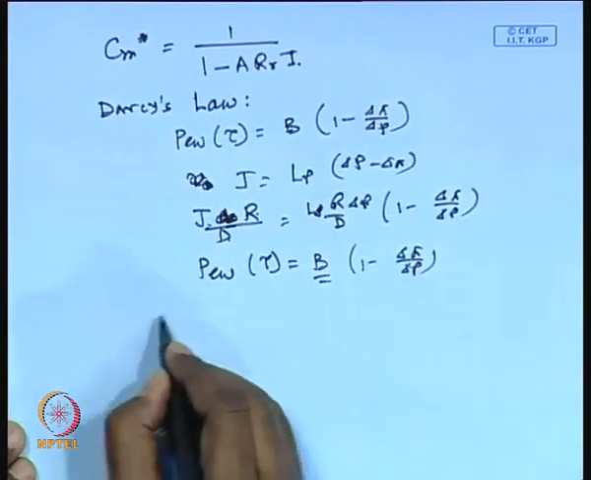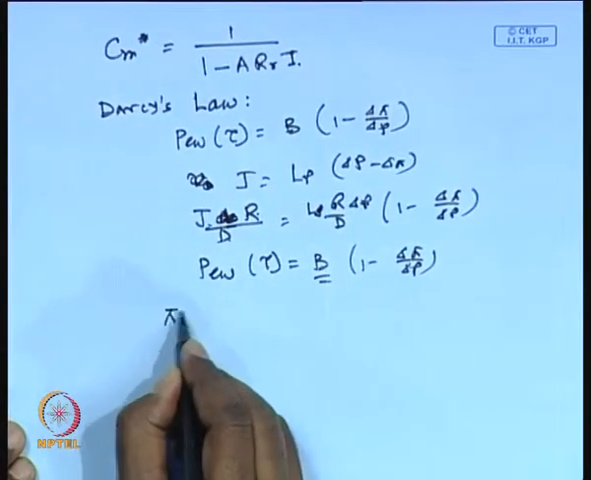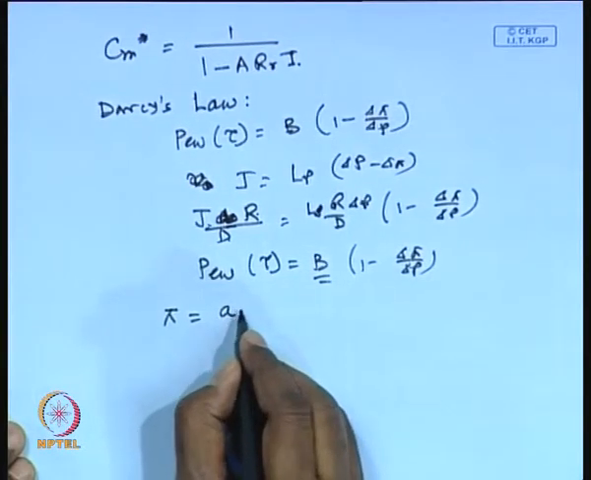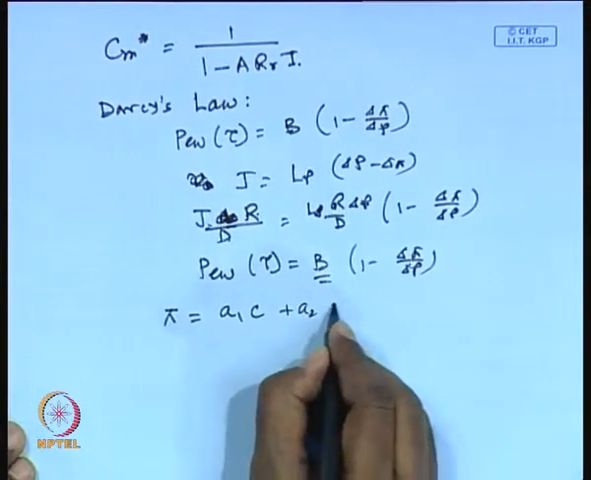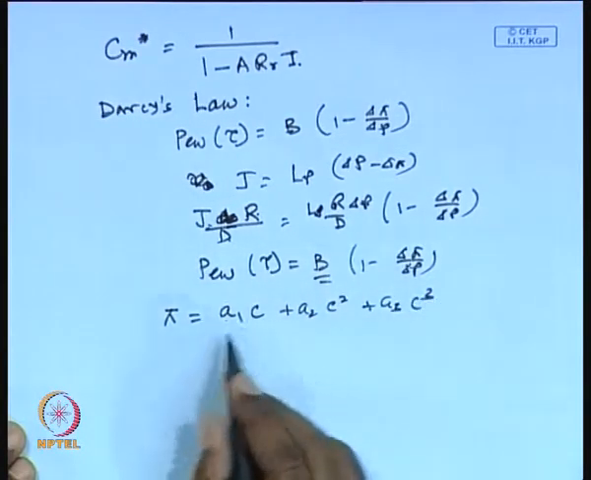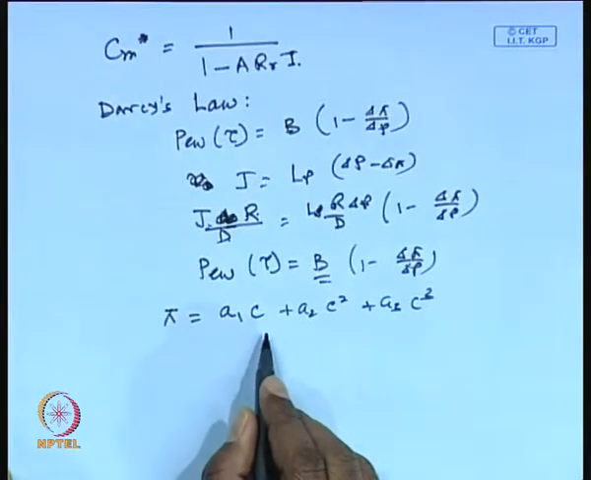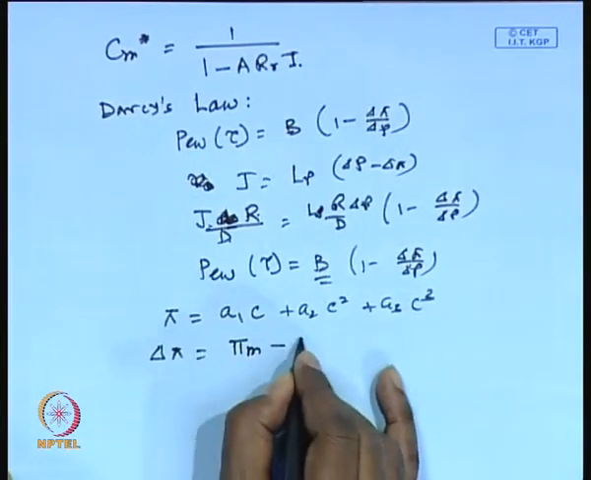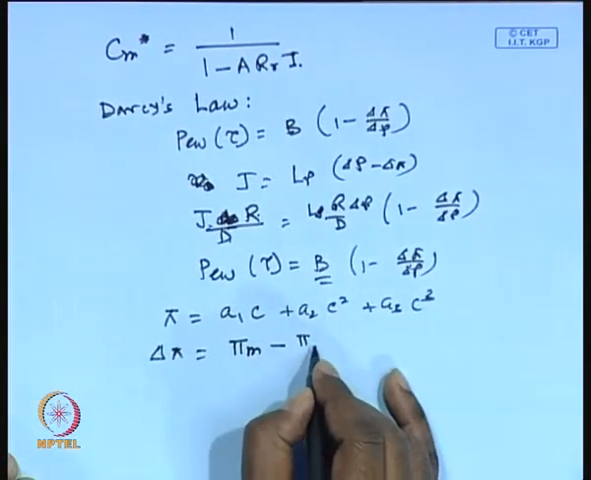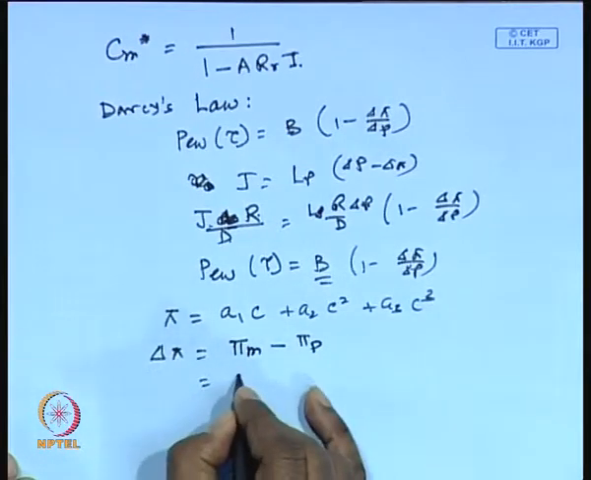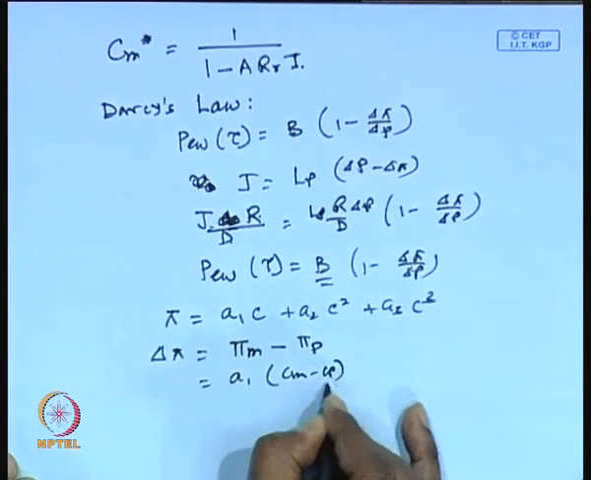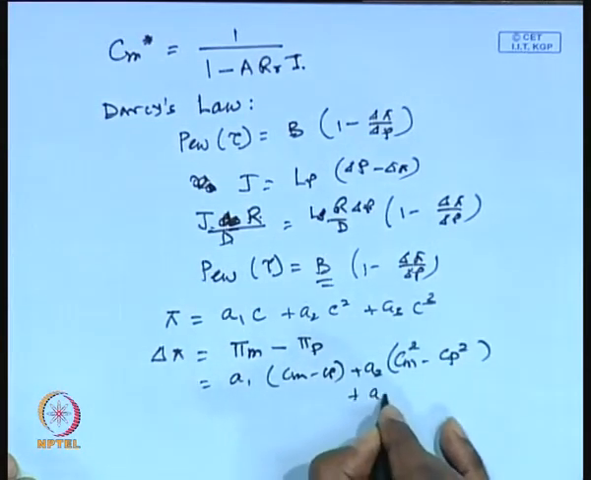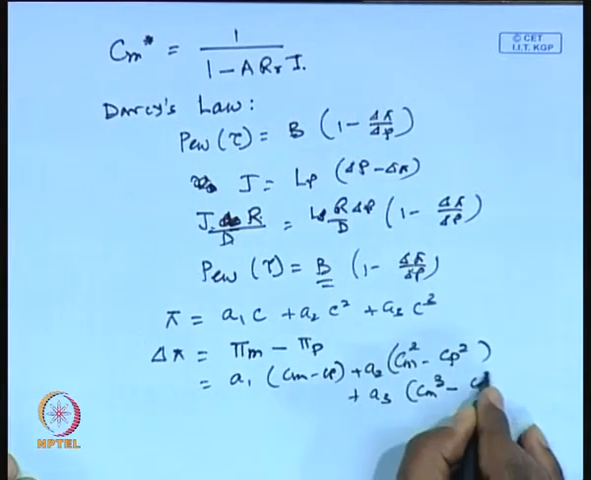And what is delta pi? If you remember, we had an expression: pi is nothing but A1 C plus A2 C square plus A3 C cube. So, we have the expression of pi as a polynomial of concentration. So, what is delta pi? Delta pi is nothing but the osmotic pressure difference between the membrane surface in the upstream and the permeate stream. So, delta pi will be nothing but A1 times Cm minus Cp, plus A2 times Cm square minus Cp square, plus A3 times Cm cube minus Cp cube.